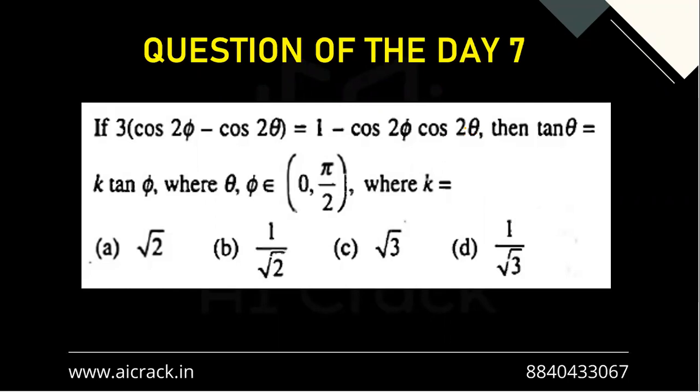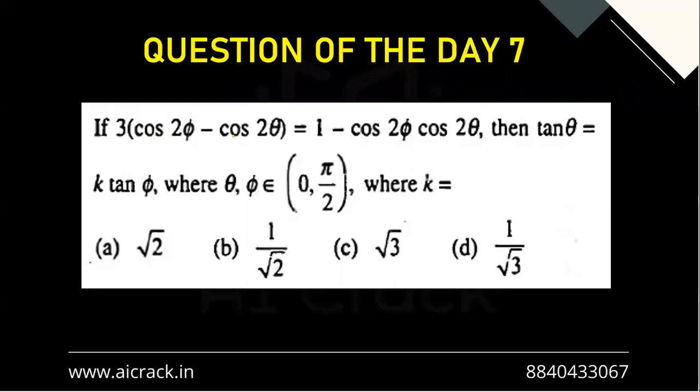Hi everyone, let's discuss QOD 7. If 3 times (cos 2φ − cos 2θ) equals 1 − cos 2φ cos 2θ, then tan θ equals k times tan φ, where θ and φ belong to (0, π/2). Where k equals to? Now I get so many thoughts after looking at these equations.